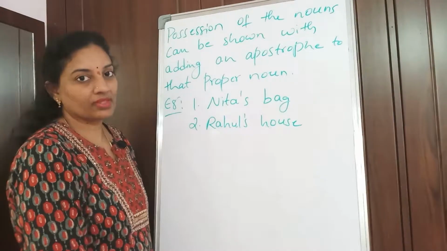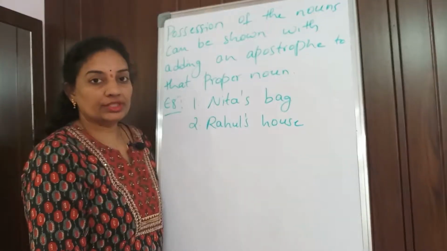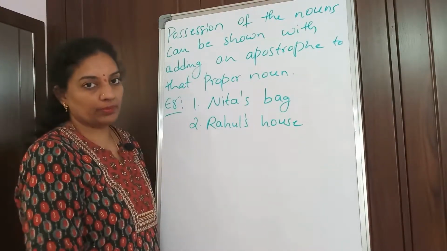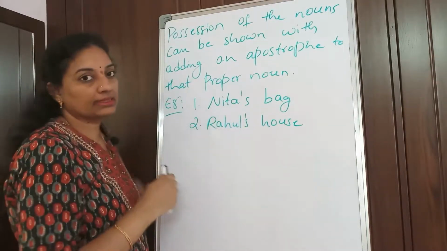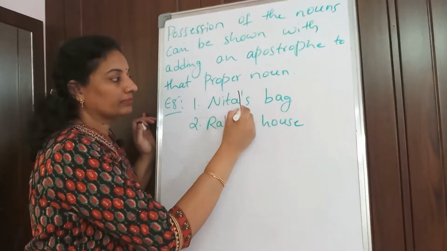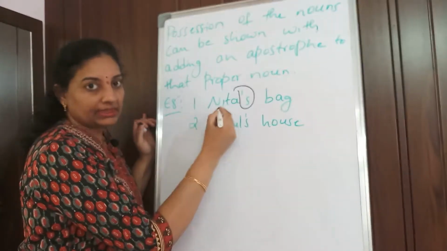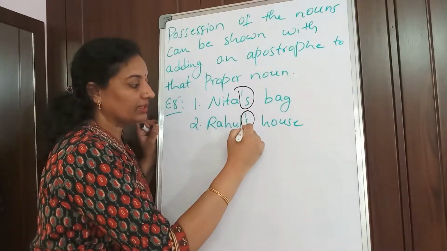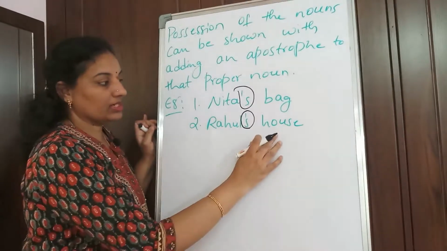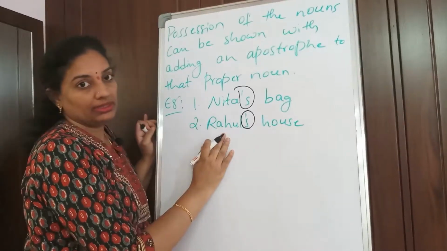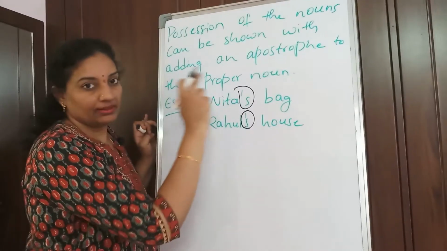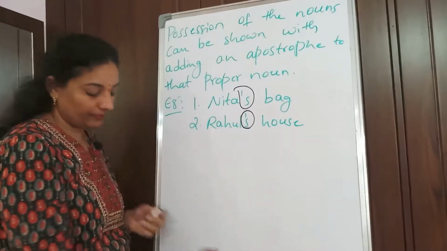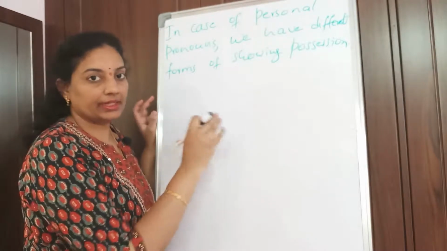If you take proper nouns, possession of the proper nouns can be simply shown by adding an apostrophe s to that proper noun. Look at the examples. Neeta's bag. What does it mean? This bag belongs to Neeta. Her possession. Rahul's house, apostrophe s, represents possession. House belongs to Rahul, like that. It is very easy in case of proper nouns. Proper nouns are names.